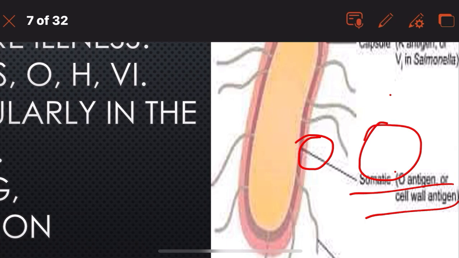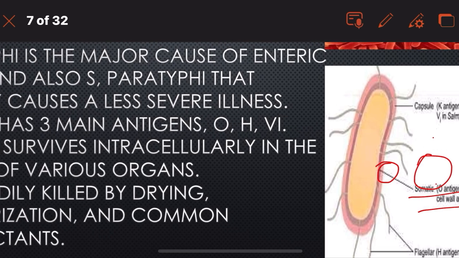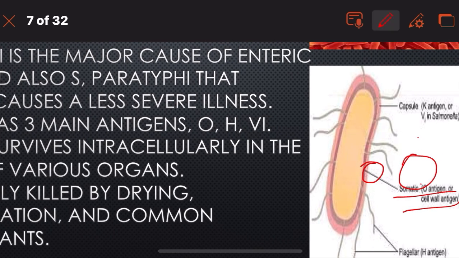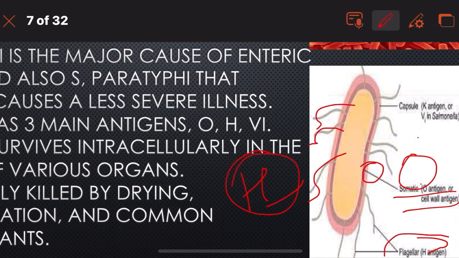And then we have the H antigen. The H antigen belongs to the flagellar antigens. You can see in the picture here, the flagellar antigens are the H antigens. This is H antigen. O is the cell wall antigen. H antigen is the flagellar antigen. They are found in the flagella of the motile bacteria.